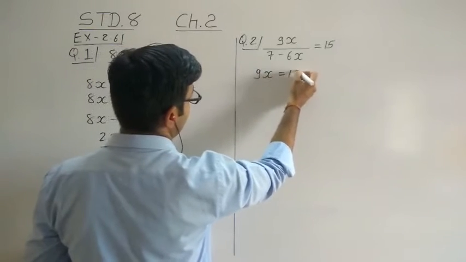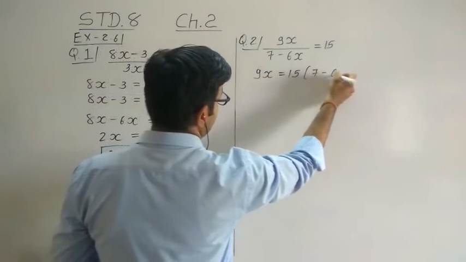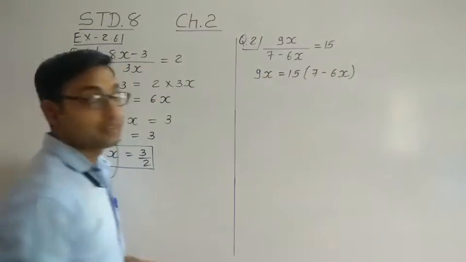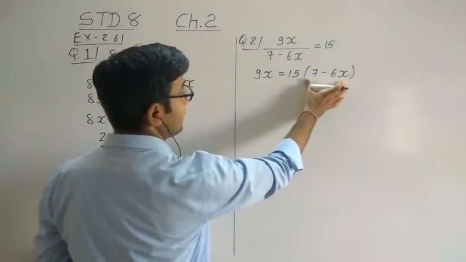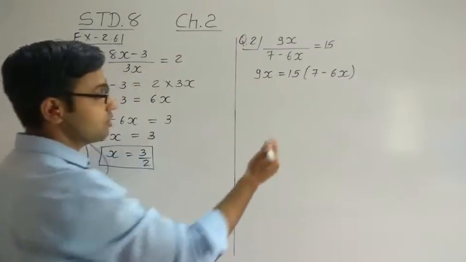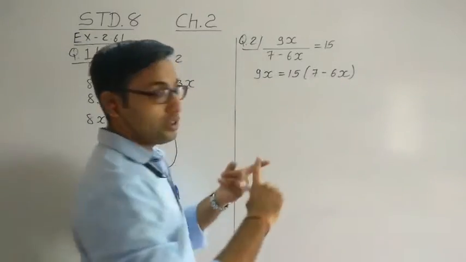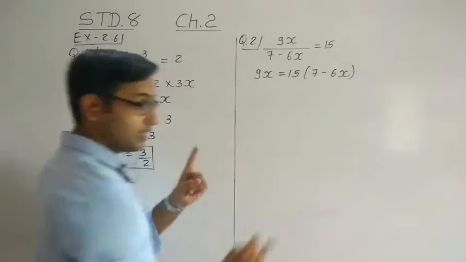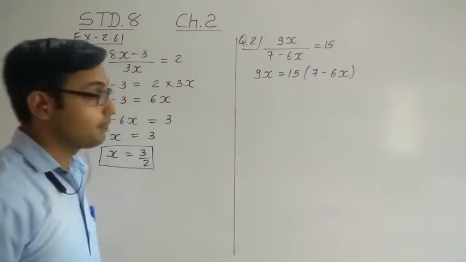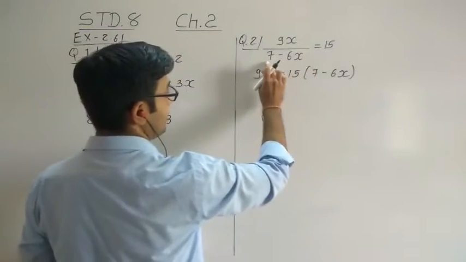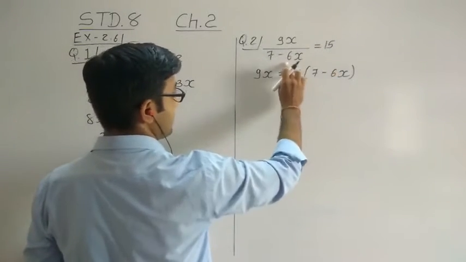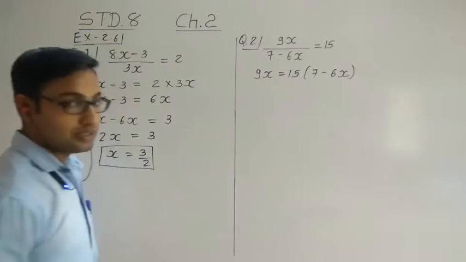9x is equal to 15 times (7 minus 6x). See, we use the bracket here, right? Why do we use the bracket? Because 7 and 6x both we have to multiply with 15. Keep this thing in mind, okay? Do not just multiply 15 with 7 or just 15 with minus 6x, okay?